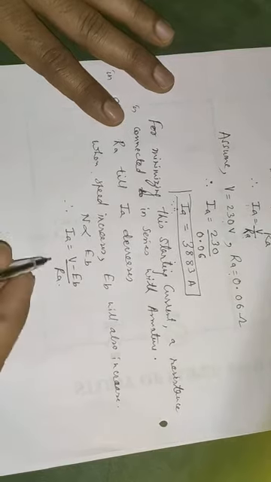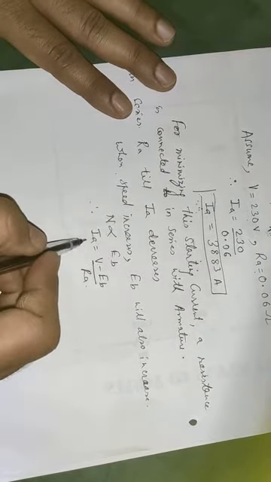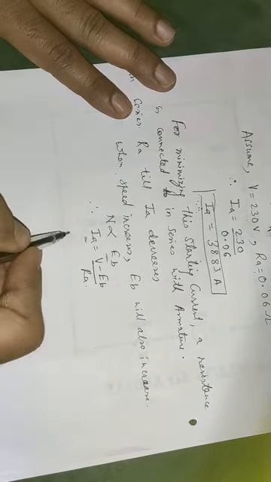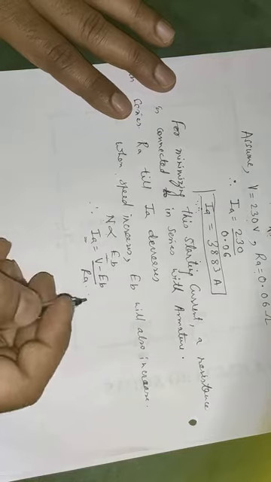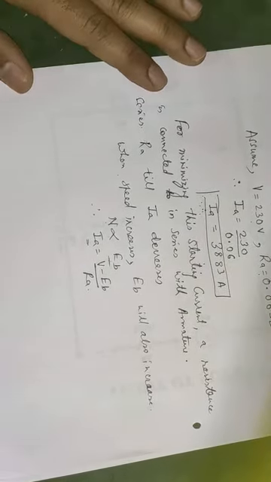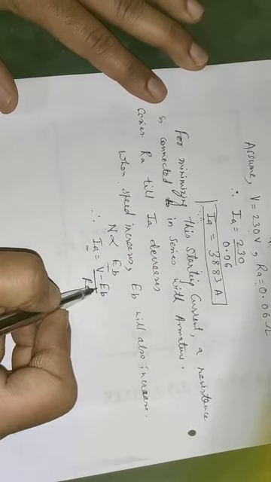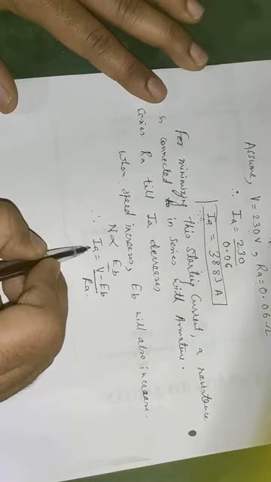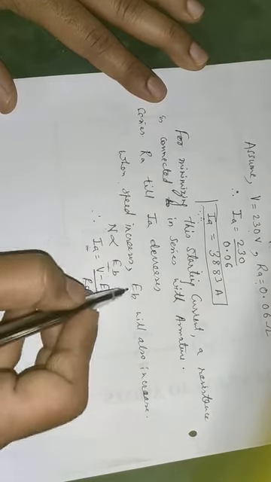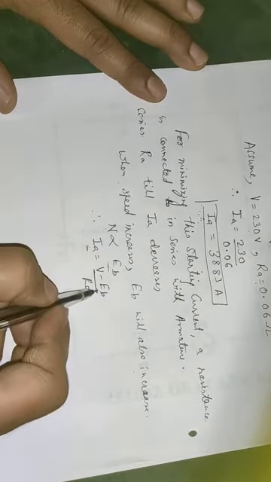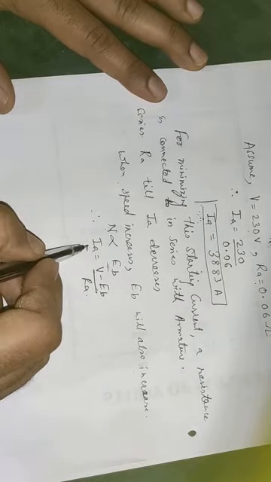Okay, N is proportional to EB. ठीक है ना? When EB increases, your speed will also increase. As I told earlier, when speed increases, EB will also increase. When EB increases, since it is inversely proportional to IA, see this is a minus sign, your IA will decrease.